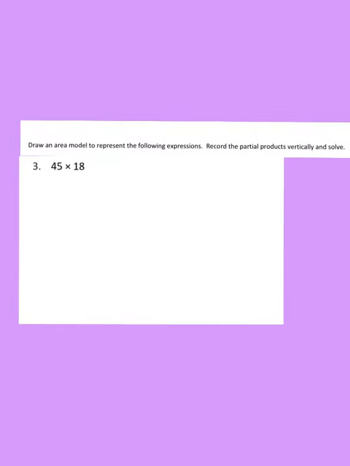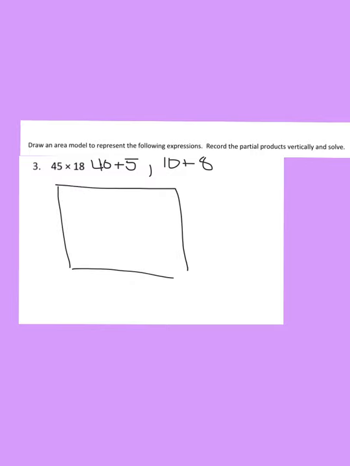This last problem is asking us to draw the area model ourselves, and then we're going to do partial products to solve. So if we have to draw the area model ourselves first, we should look at our numbers. We have 45 times 18. Those numbers are going to be broken down to 40 and 5 and 10 and 8.